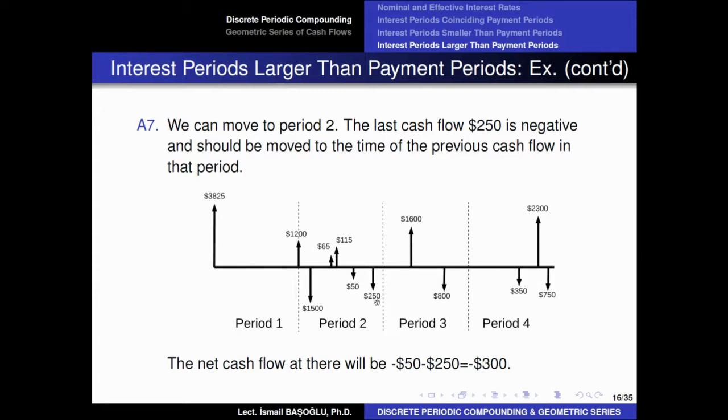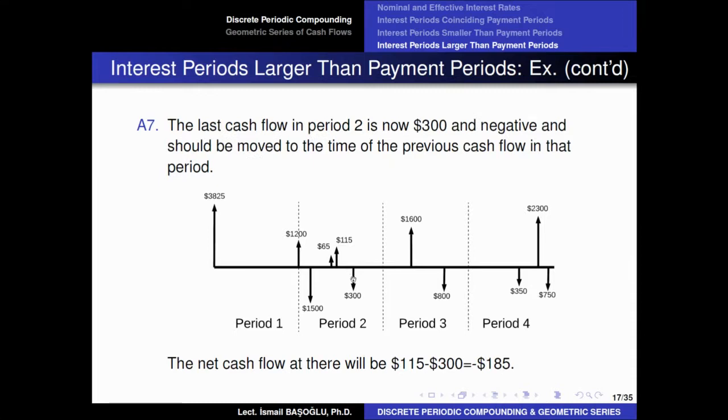We have $250 of negative cash flow. What do we do with it? We move it left to the previous cash flow. Remember, we are going to move this $250 withdrawal amount to the previous withdrawal cash flow, and the net cash flow at the previous time point will become minus $300. So we will just assume that this $250 is withdrawn at the previous time point. And after doing that, you will have a negative cash flow of $300 at the previous time point.